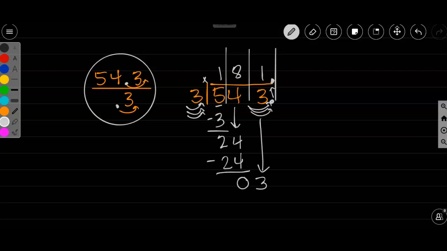And then we'd have 0 remainder. So we didn't need any extra zeros here at the end. And that equals 181. So that is actually a correct answer.